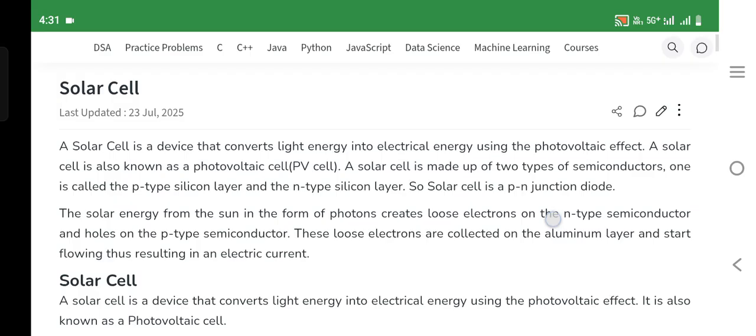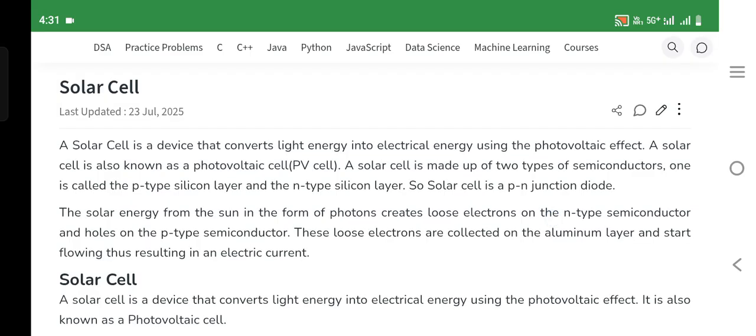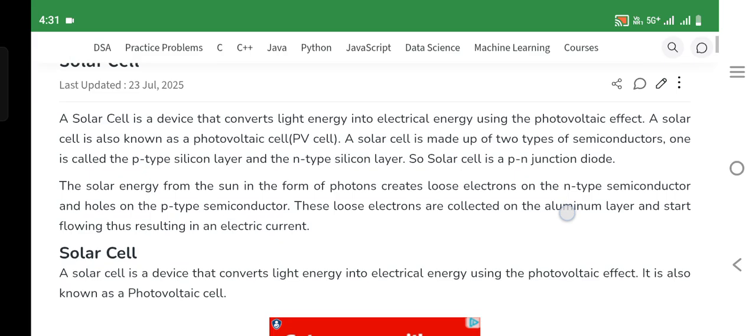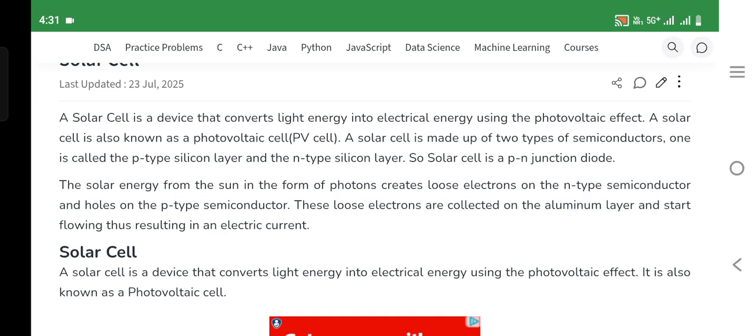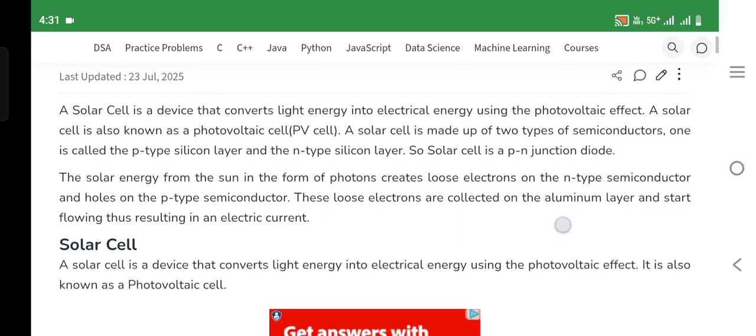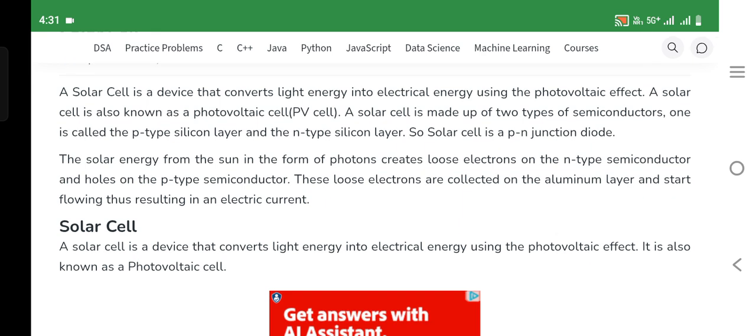A solar cell is also known as a photovoltaic cell. A solar cell is made up of two types of semiconductors. One is called a p-type silicon layer and the second is called an n-type silicon layer. So a solar cell is a p-n junction diode.